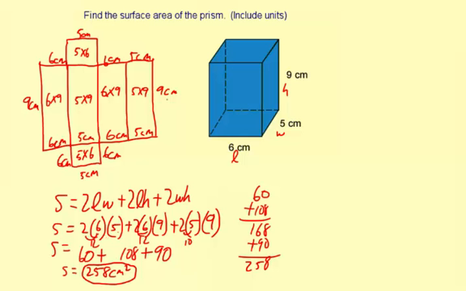I want to show you one final thing here about surface area. Look at this 6, 5, 6, 5. Now if you were to go around the bottom here, 6, 5, 6, 5. So this would be 5, and this would be 6. So that's really the perimeter around the base. So these four numbers is really the perimeter. And this 9 centimeters, of course, is the height.